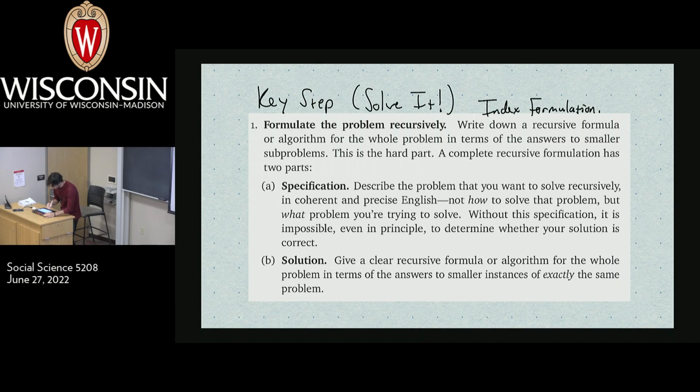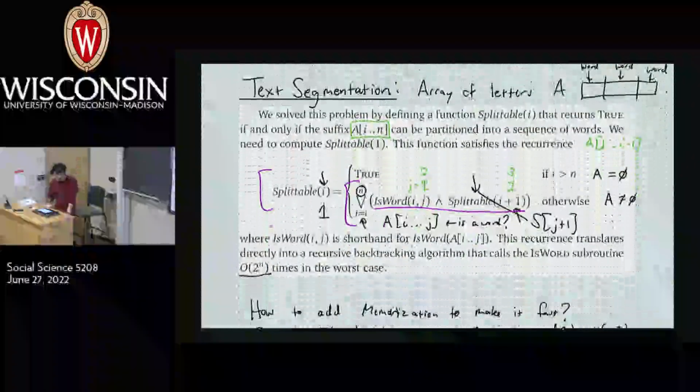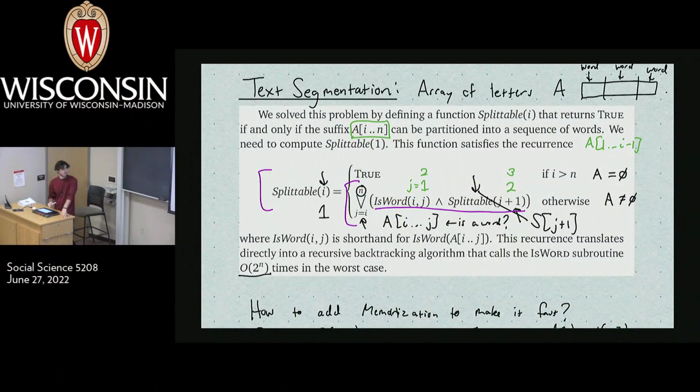So there's two steps. The specification. Again, you're usually solving a more general problem than the original. So for splittable, remember, we only care about splittable of 1. That's the original problem. But we're solving this more general version where you could start in the middle of the array. Because we're solving a different problem from the original, we have to specify in English what we're solving, which is this.